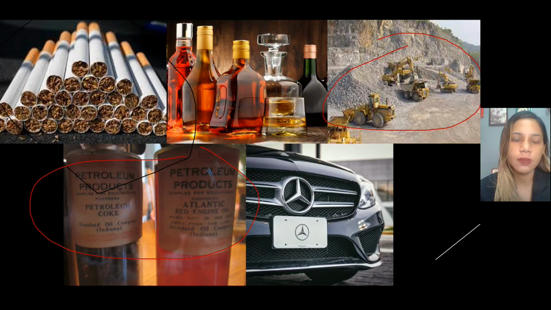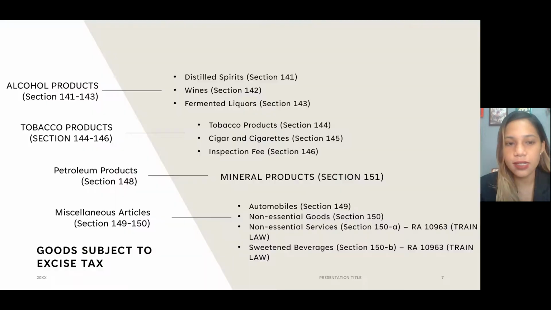Now, have you seen these pictures before? Or are you familiar with these pictures? I know some of you are familiar because this is seen every day when we are going outside or when we are buying at the store. So these are tobacco. Here, this is liquor. This is the petroleum products, and this is the automobile vehicle. Now, why am I showing these pictures to you? Because these goods are subject to excise tax.